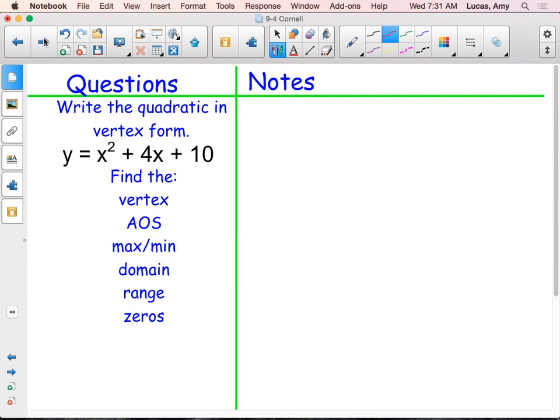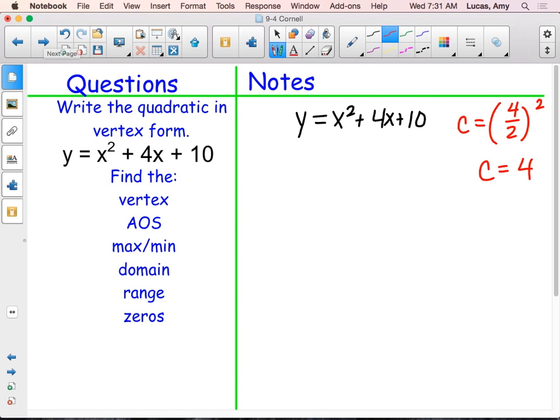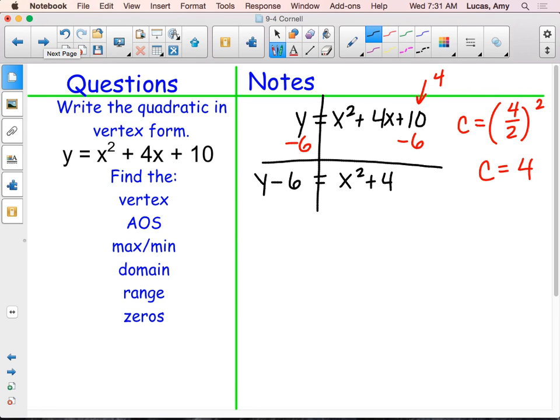Okay, we're going to do one more of these problems. y equals x squared plus 4x plus 10. Completing the square, c equals (4 divided by 2) squared. 4 divided by 2 is 2. 2 squared is 4. So I need this to be 4. It's a 10, so I'm going to have to subtract 6 because it's a little bit too high. So you may need to add or subtract to complete your square. So y minus 6 equals x squared plus 4x plus 4.